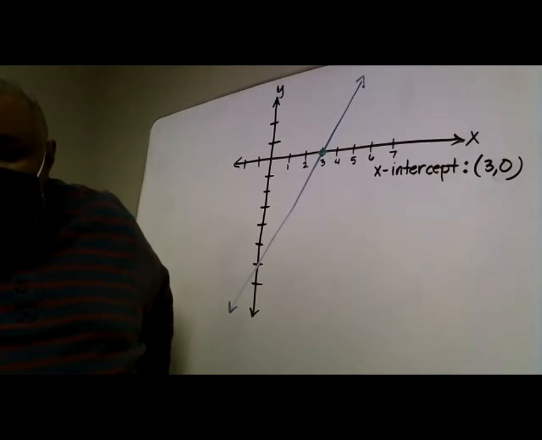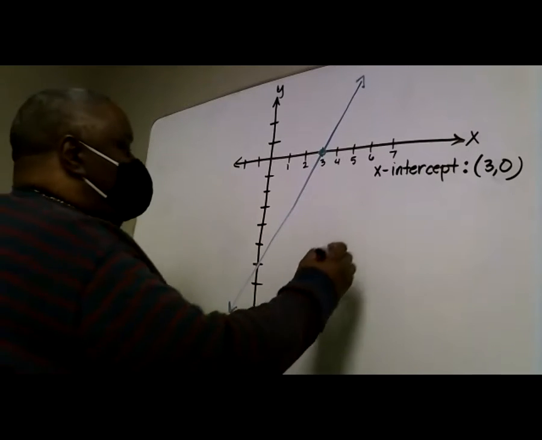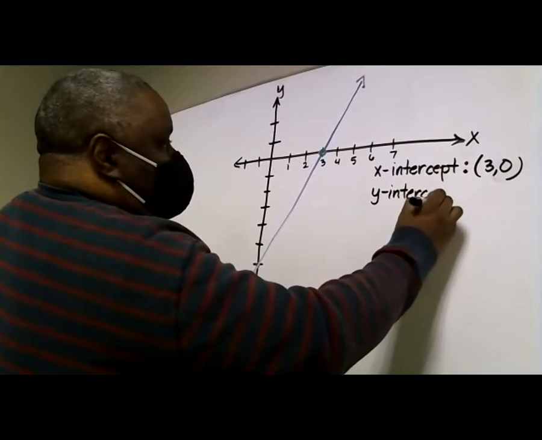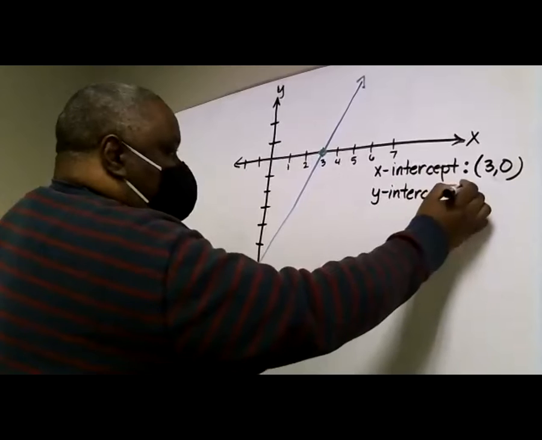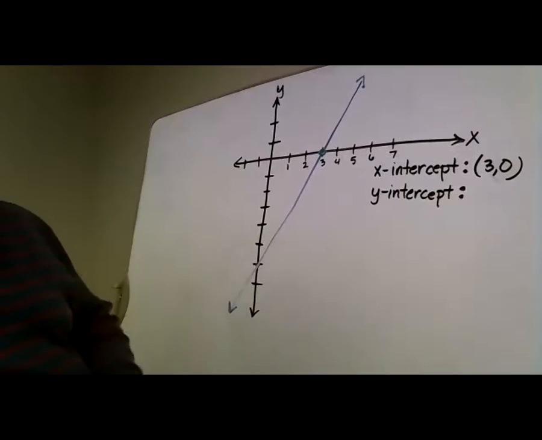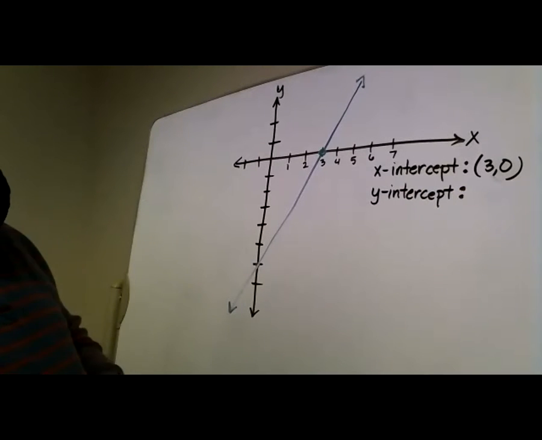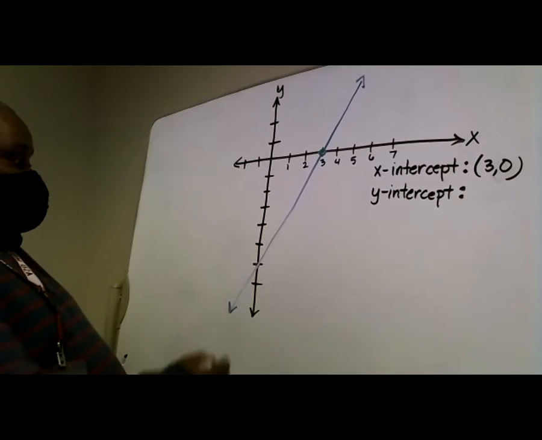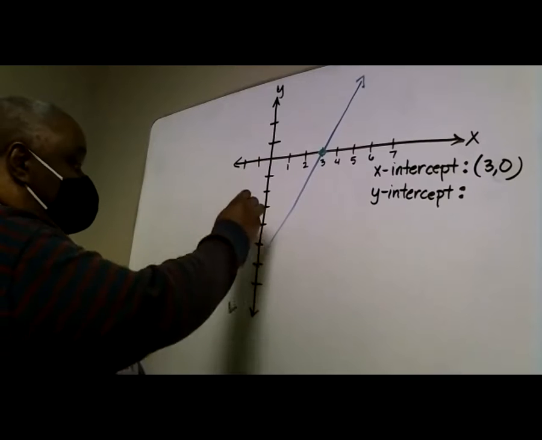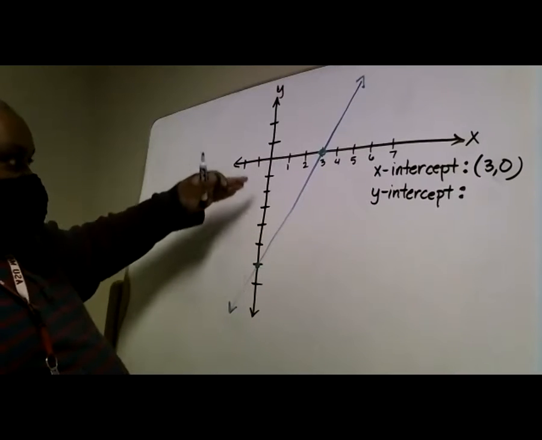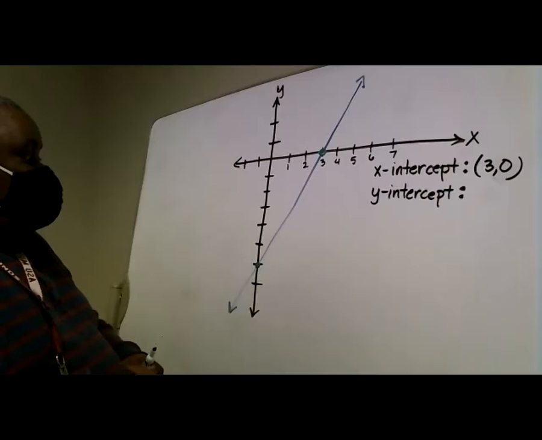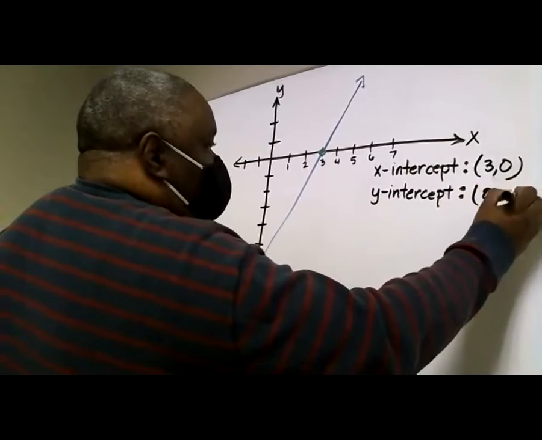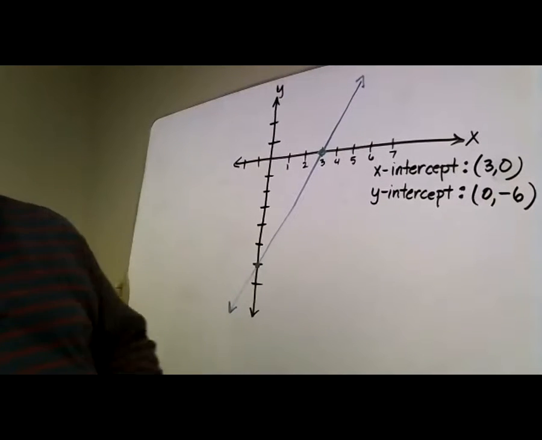Questions on that? Okay. And now for the y-intercept. The y-intercept is the point where this line crosses the y-axis. So it's 0, negative 6. Yeah, because it's below the horizontal axis, so it's negative. So 0, negative 6.